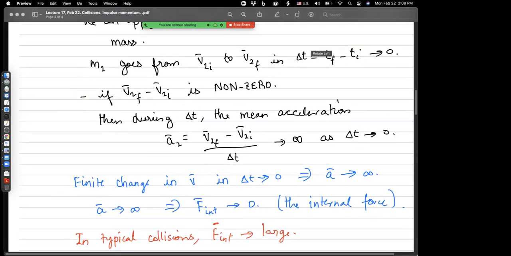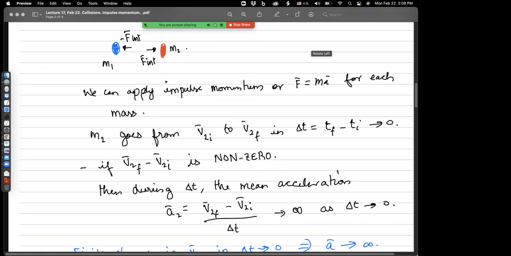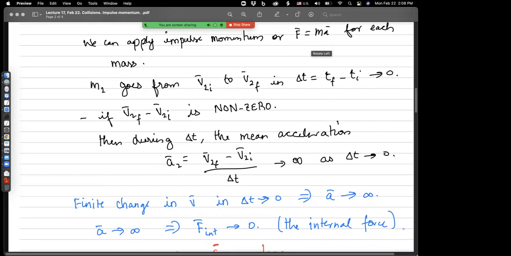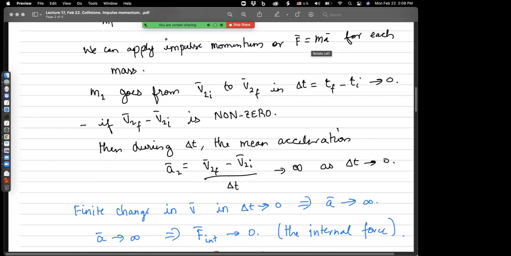If the acceleration goes to infinity, well, because force is just mass times acceleration, and the only force that we cannot ignore is this internal force, this internal force basically equals mass times acceleration. You can add mg and drag and so on as well, but all those things are going to be finite.